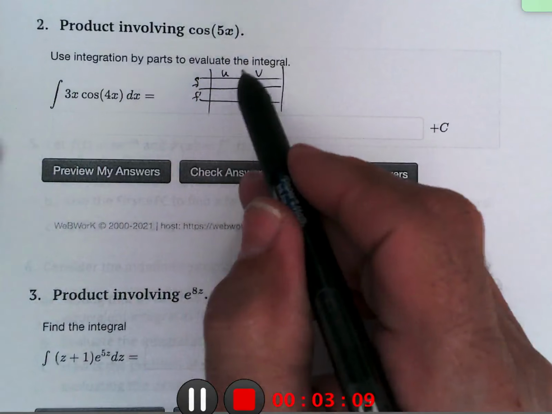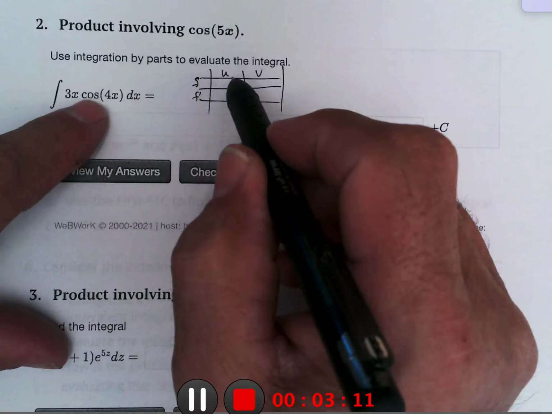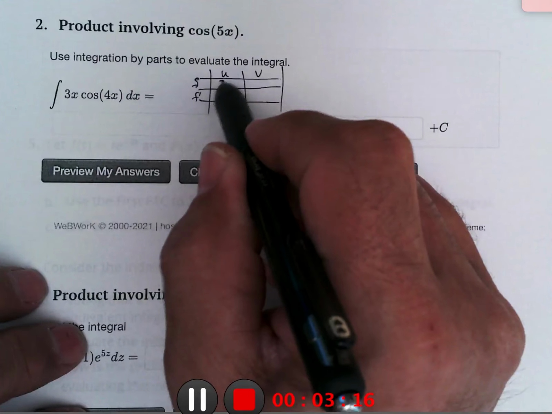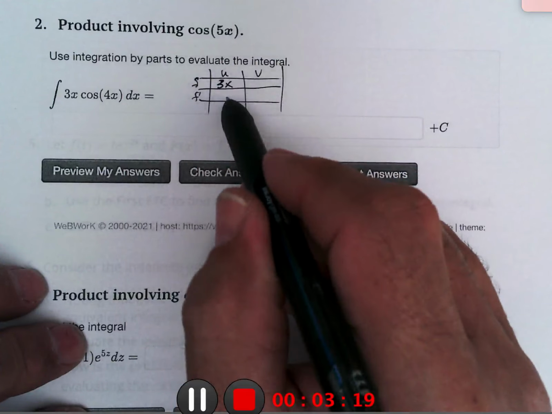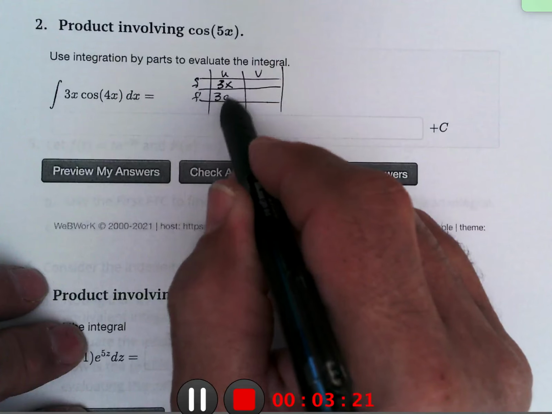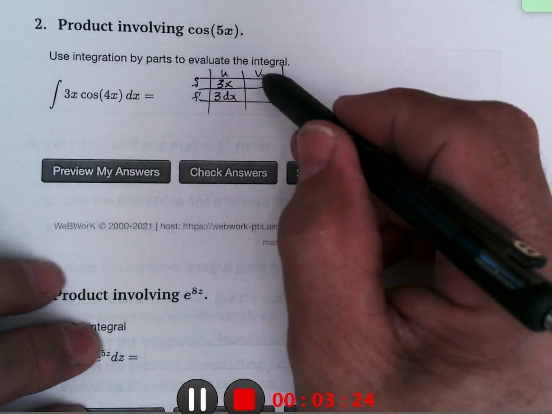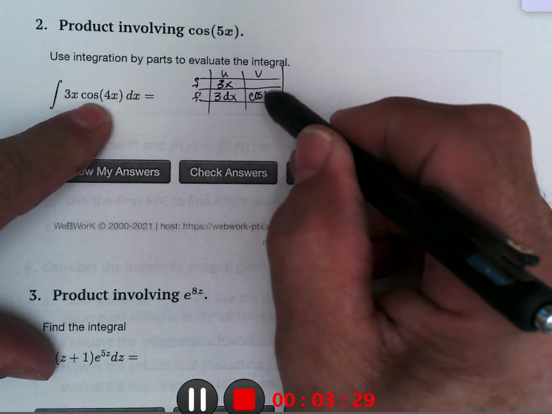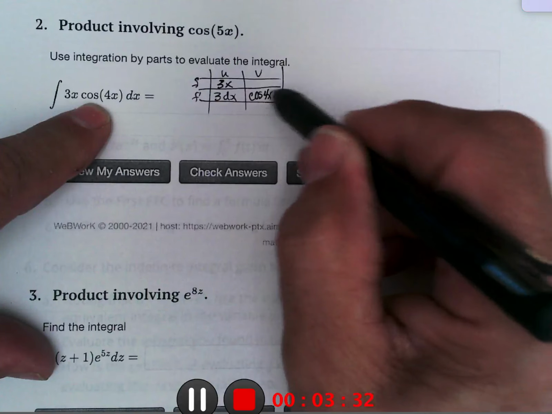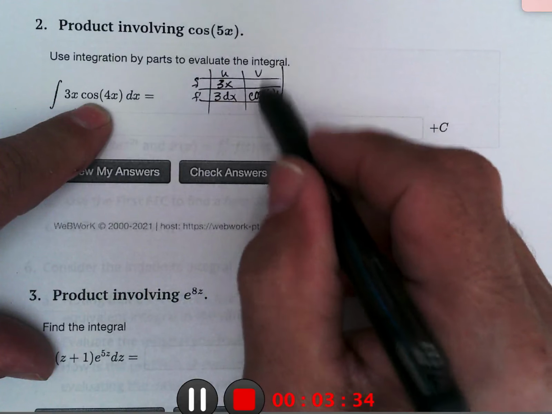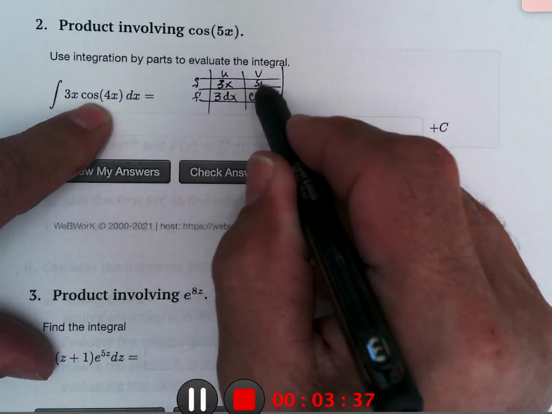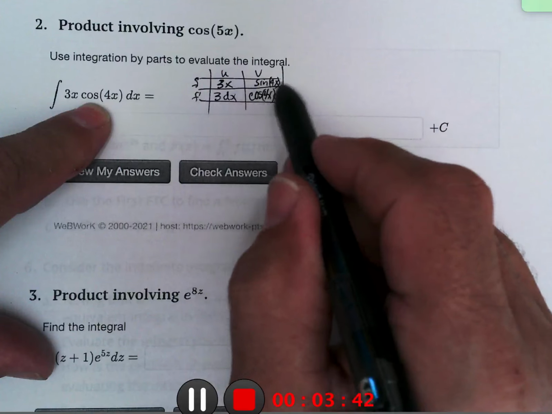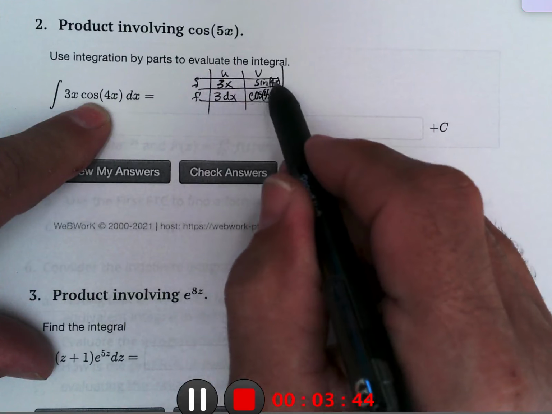u, I think, will work to be the 3x, although we can pull the 3 right out, but I'll leave it in 3x. And the derivative then would be 3 dx. And for v prime, it'll be cosine 4x dx. The antiderivative would be sine of 4x. But taking the derivative, that would produce a 4. We don't have a 4 here from the chain rule, so we'll put 1/4 to get rid of the 4.